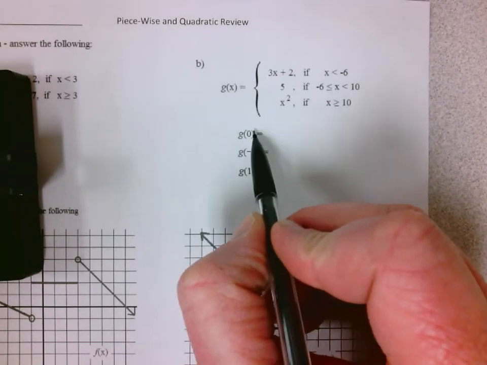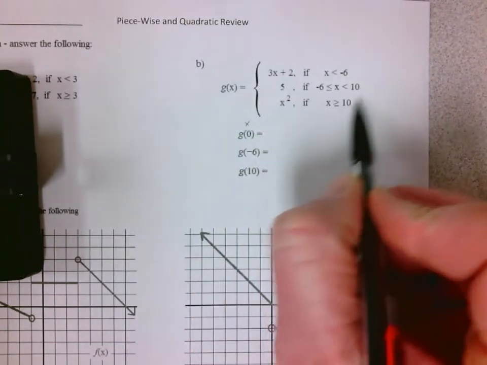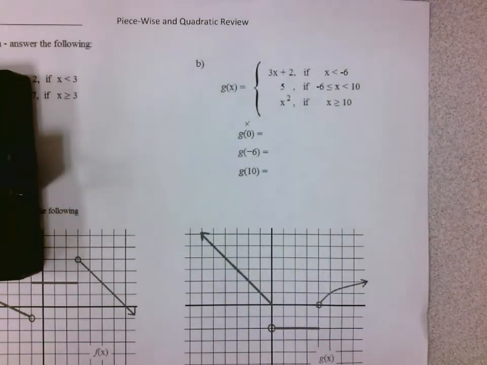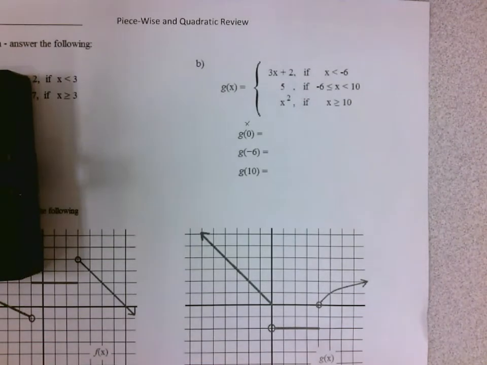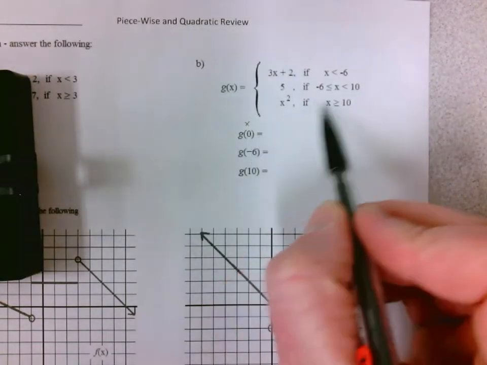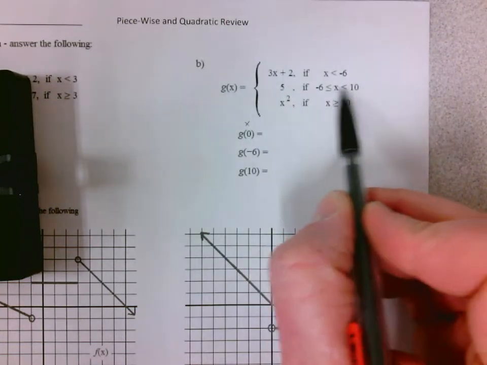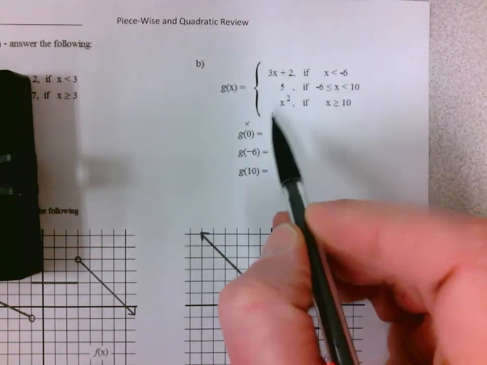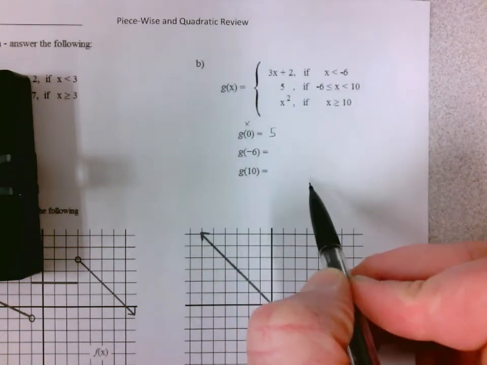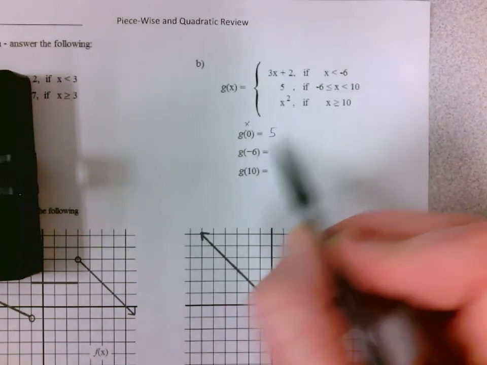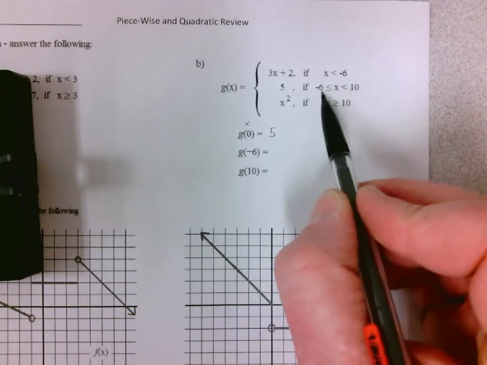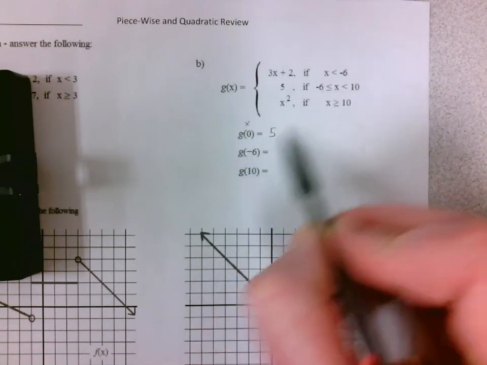Essentially what you do is, this is your x value, you figure out which function you need to look at. So when x is 0, that falls in this category because 0 is between here. So when x is 0, y is 5. When x is negative 6, just be careful because there's two negative 6's. You want to be the one where it equals negative 6.